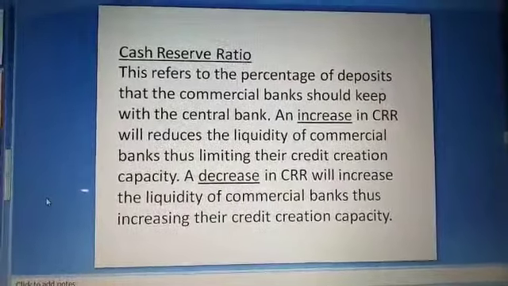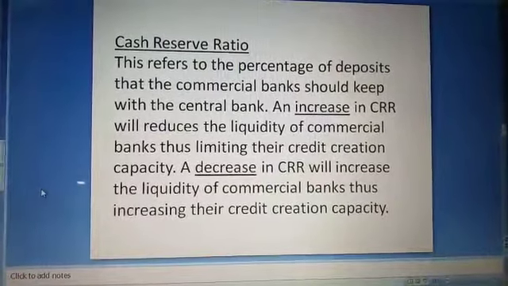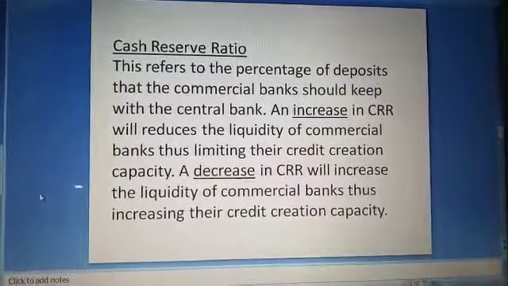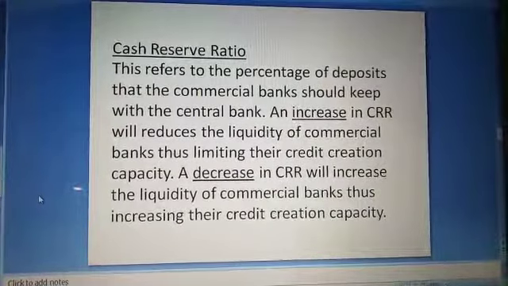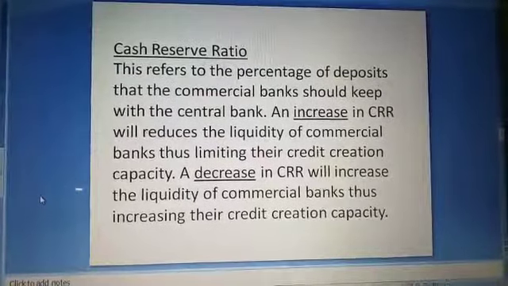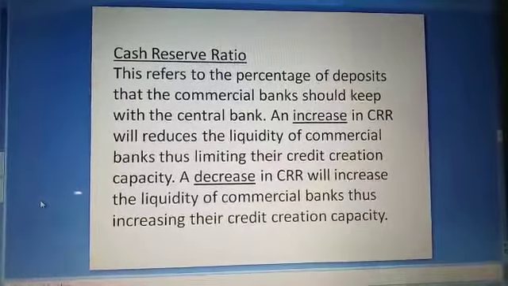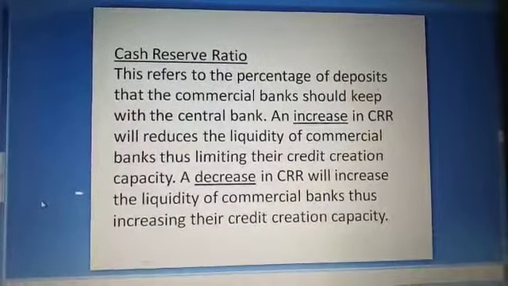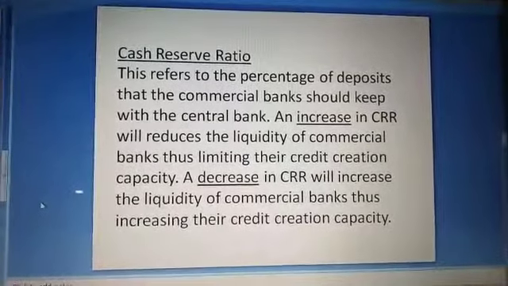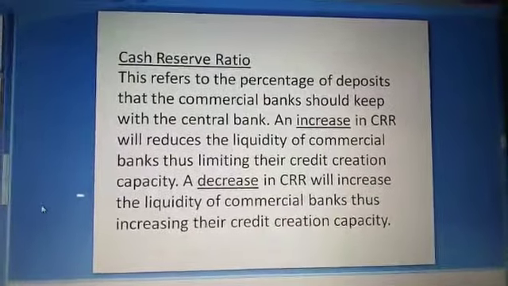Cash reserve ratio. Now, this refers to the percentage of deposits that the commercial banks should keep with the central bank. Now, an increase in cash reserve ratio will reduce the liquidity of commercial banks, thus limiting their credit creation capacity. And a decrease in CRR will increase the liquidity and thus increase their credit creation capacity. Now, cash reserve ratio, as you know, is the amount of deposits that they should keep with the central bank.